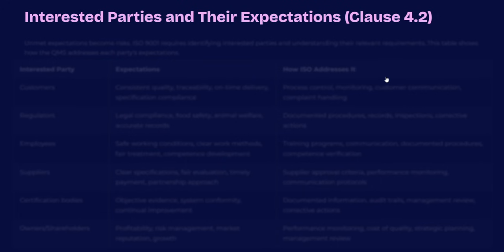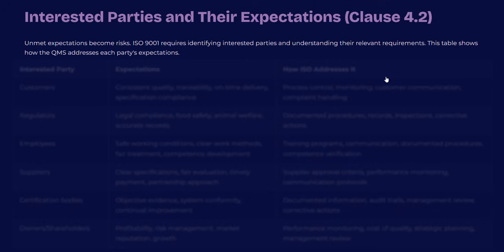Interested parties and their expectations. This is a requirement of clause 4.2. So unmet expectations become risk. ISO 9001 requires identifying interested parties and understanding their relevant requirements. Here, this table will show how the QMS addresses each party's expectations.